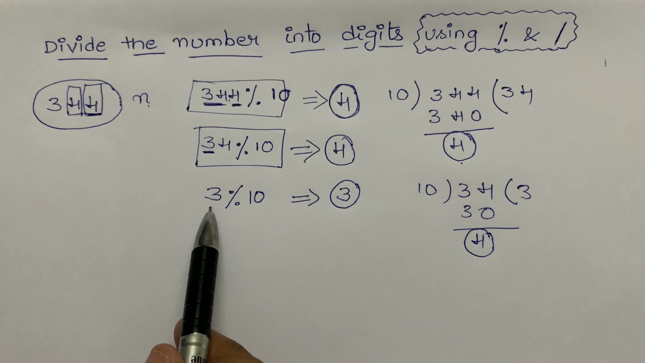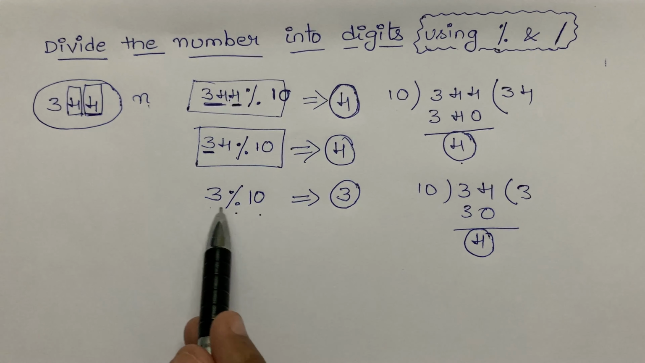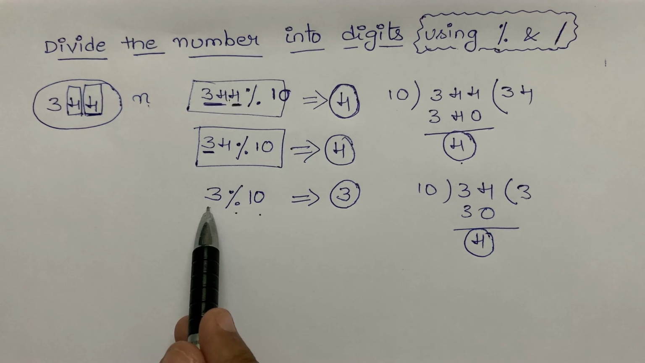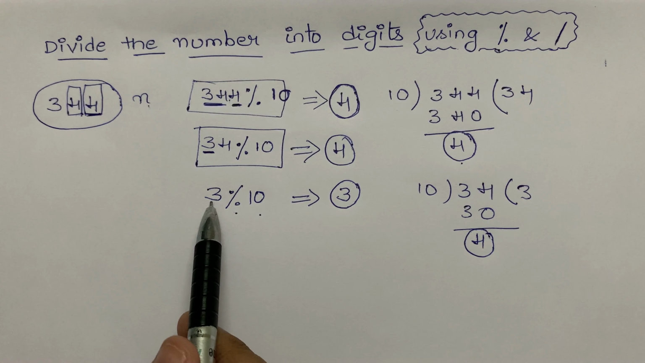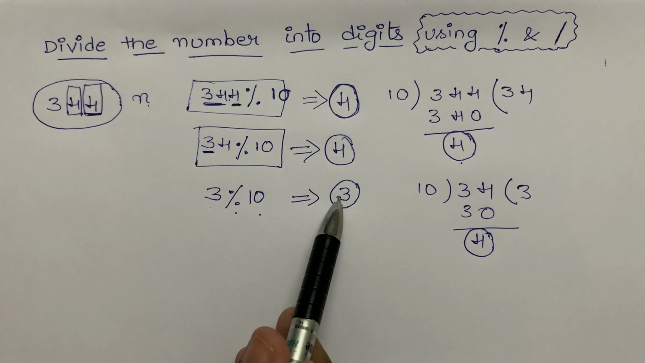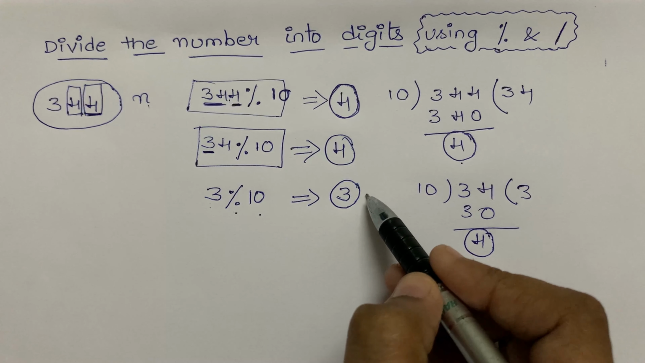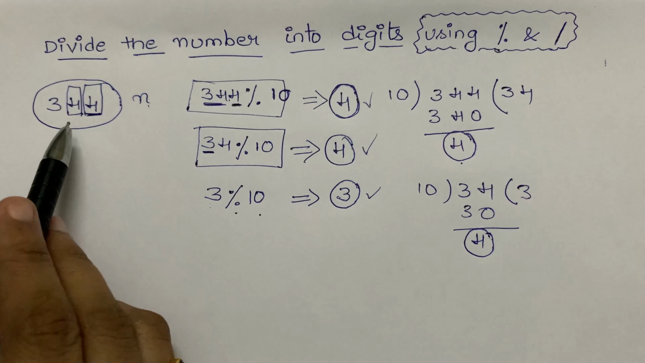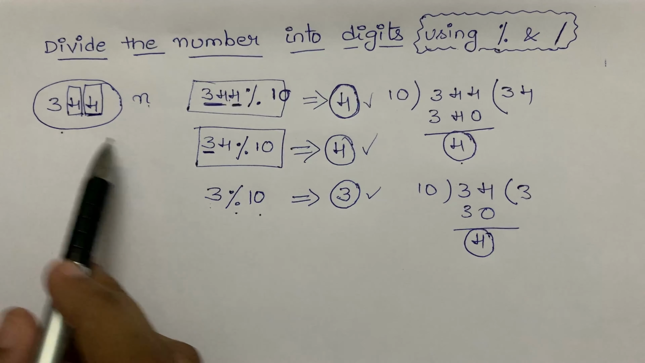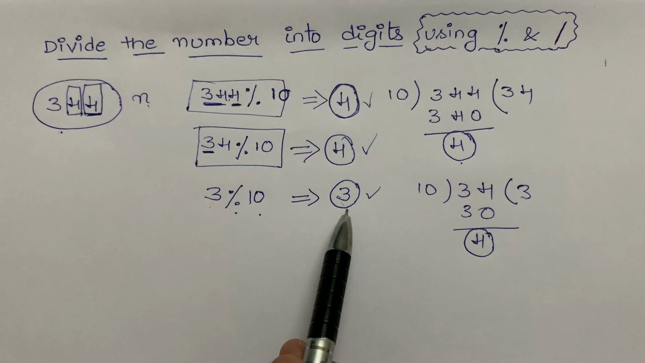Remember, if x modulus y is given, and if x is less than y, then x will be the result. As here the x value is 3 and the y value is 10, and 3 is less than 10, the answer will be 3. Okay. Now we got all the digits from the given number. This is the way to divide the given number into digits.